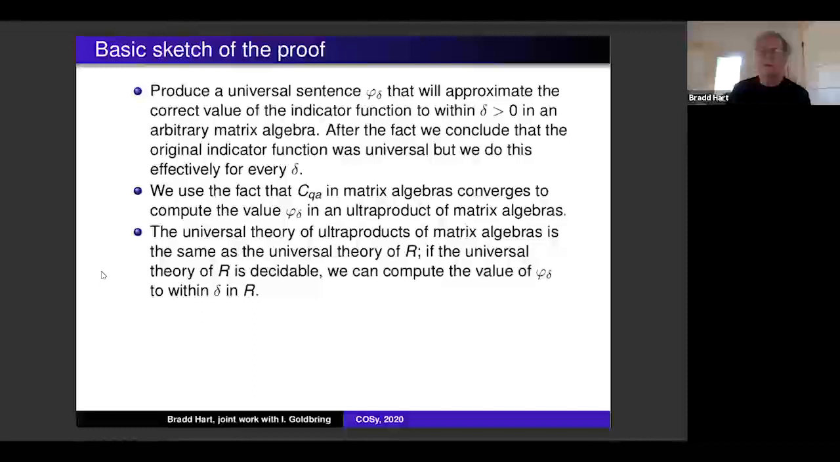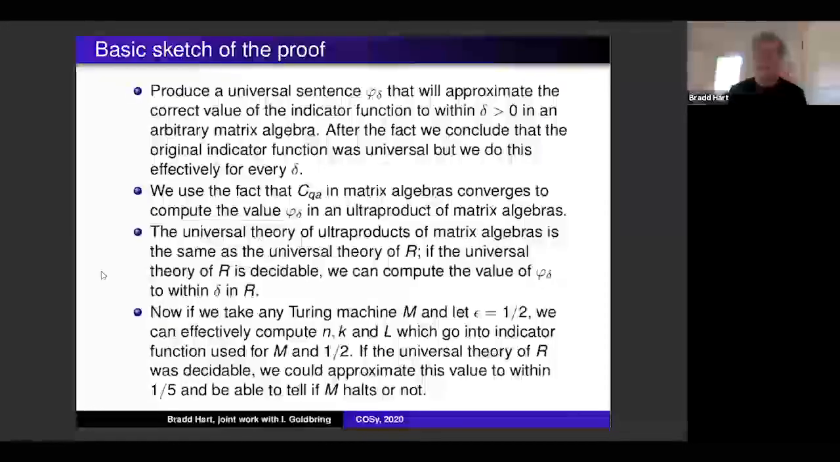Now, if the universal theory of R were decidable, right, then we could compute this value to within delta in R. Why is that bad? That's bad because if I now take a Turing machine and I let epsilon be a half, I can use the MIP* = RE result to compute N, K and L, build my indicator function, figure out what sentence I should be approximating to within delta, where delta is going to be a fifth or something here. And I'm going to ask the universal theory of R to compute this for me.